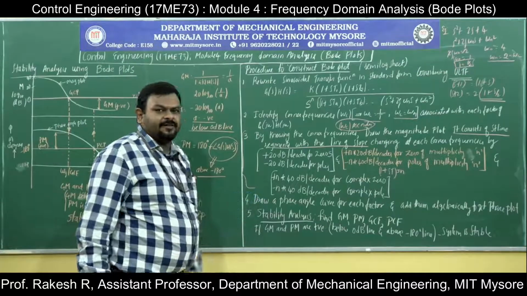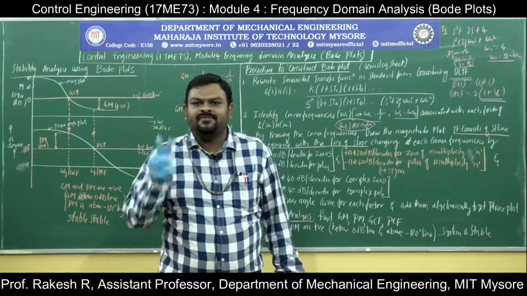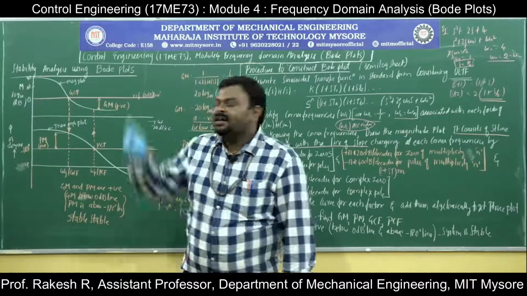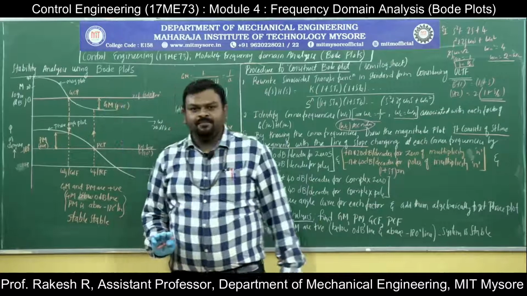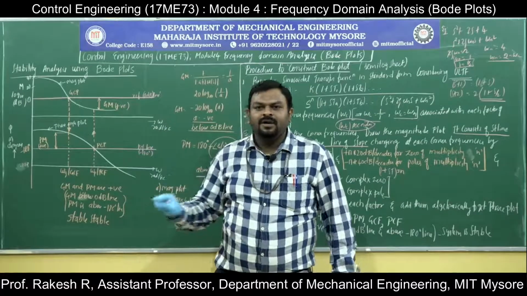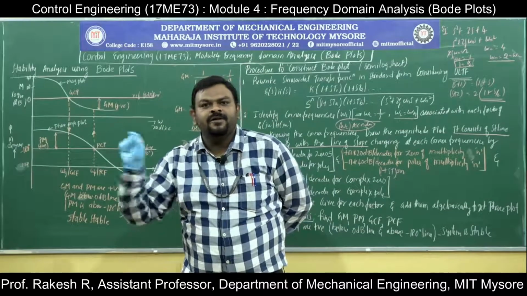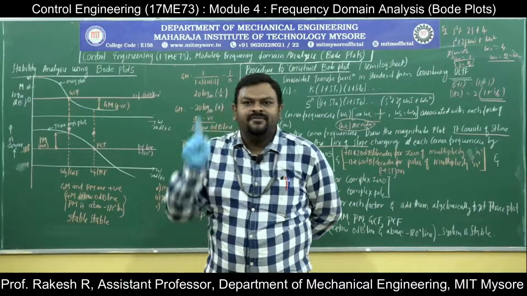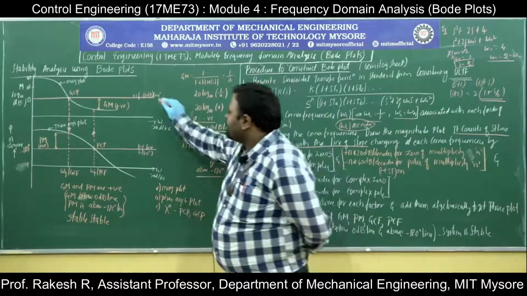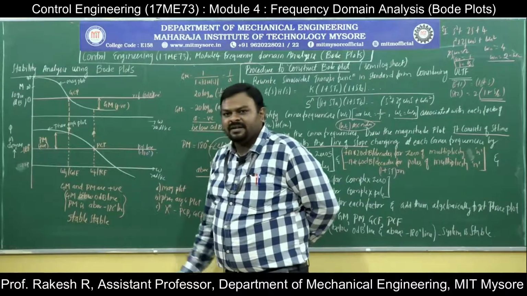After the fourth step, you have to draw the magnitude plot as well as the phase angle plot in the log sheet. After drawing the magnitude plot and the phase angle plot, locate the reference for each. The reference for the magnitude plot is the 0 decibel line. The reference for the phase angle plot is the minus 180 degree line.